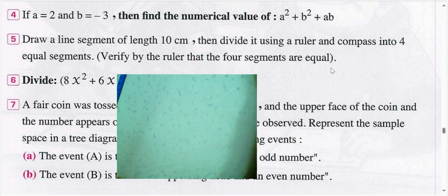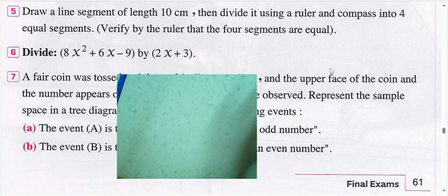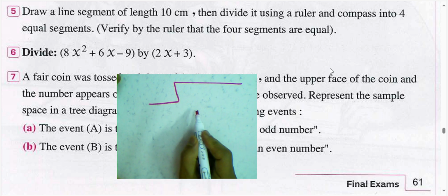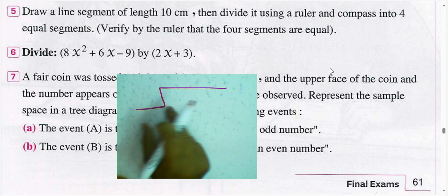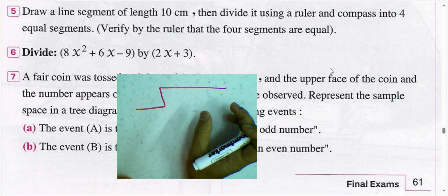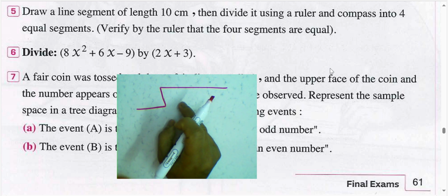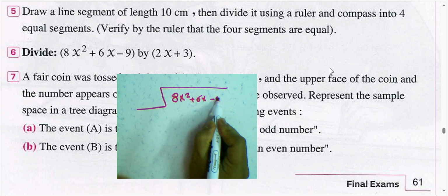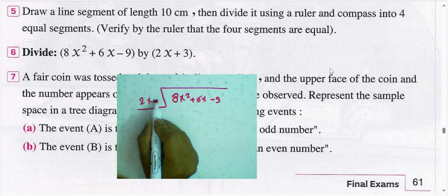Next question, number 6, divide the expression by the expression. You must use long division. Use the sign here and write the dividend and divisor. You must write the dividend organized in descending or ascending order. This expression is arranged in descending order. Write 8x power 2 plus 6x minus 9 divided by 2x plus 3.